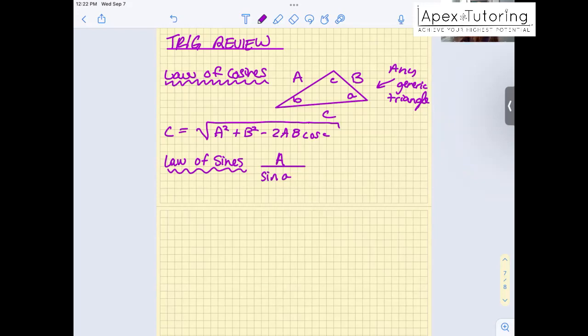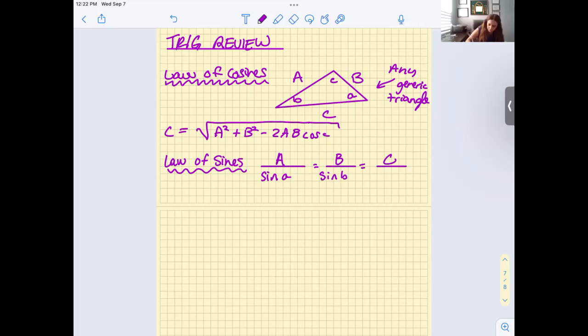Sine of angle A can be on top over side A on the bottom, but it's the sides and then the sines of the angles. So it equals B over sine of little angle B and C over sine of little angle C. Both of those apply. Law of cosines and law of sines both apply to any generic triangle. And where I was going is then the Pythagorean theorem, everyone's favorite.